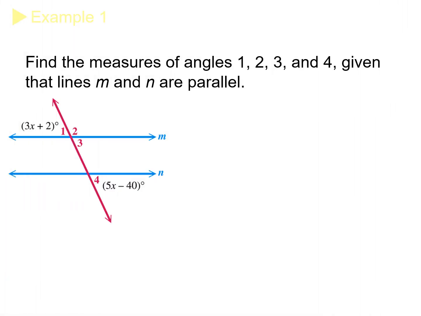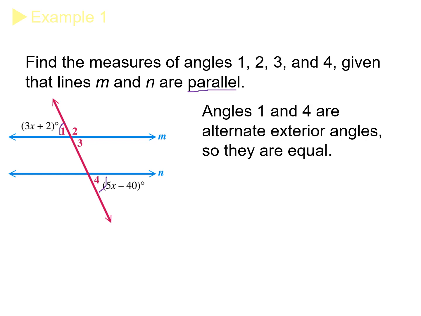Now, find the measures of angles 1, 2, 3, and 4 given M and N are parallel. Remember, all of this works only if the two lines are parallel. It doesn't really matter which order you find 2 and 3 in after you find x, but you do need to find x. We have two parallel lines and a transversal, and angle 1 and angle 4 are exterior angles, and they are alternate exterior angles, so they are equal.